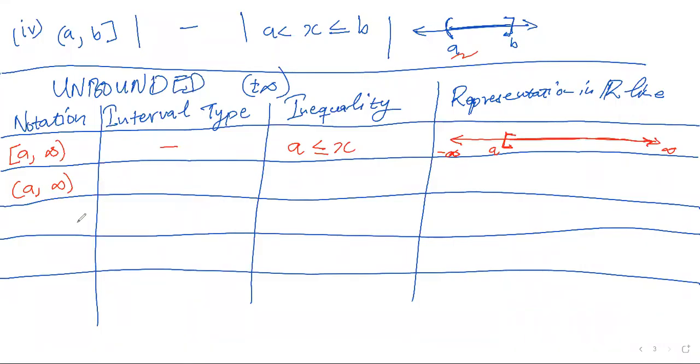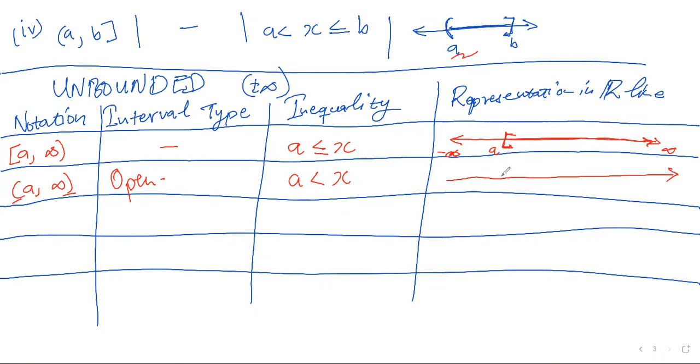Okay, the notation for this next one is open A, comma, infinity. So this is entirely an open interval, because this side is open and this side is open. Therefore the interval type is an open interval. And representation: A is smaller than X with no equal sign. A is strictly smaller than X. They are not equal because we don't have a square bracket there.